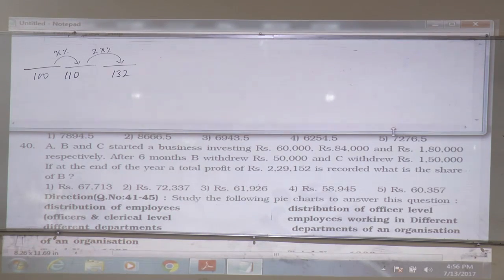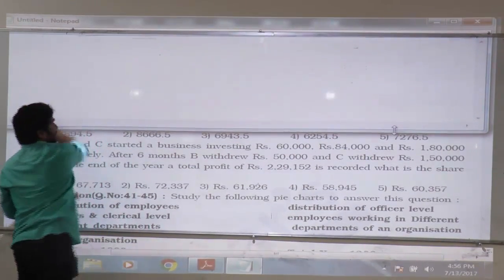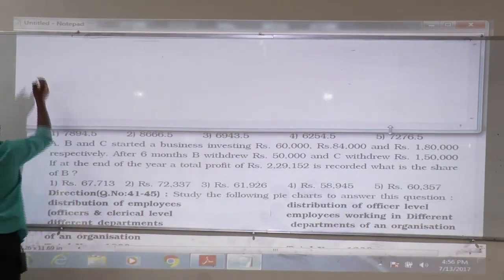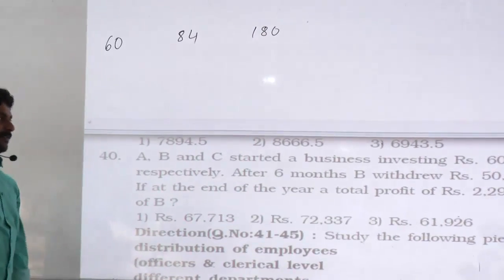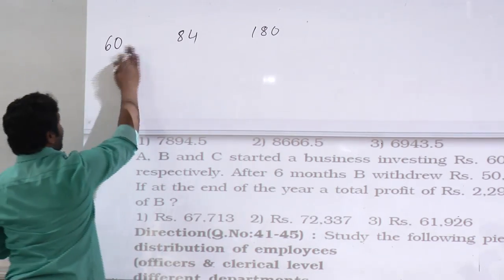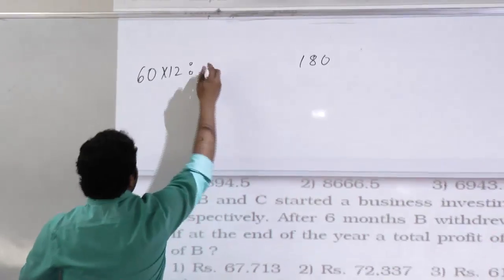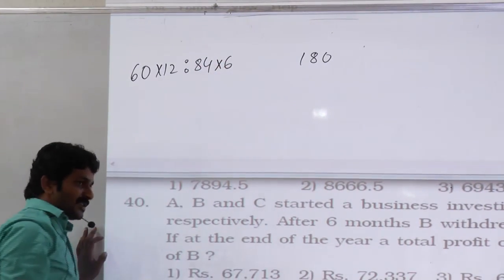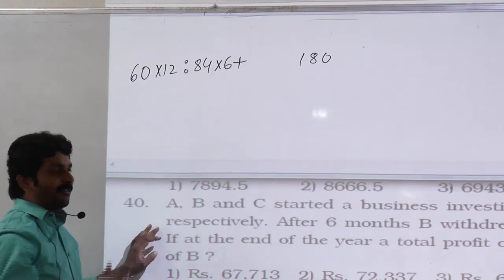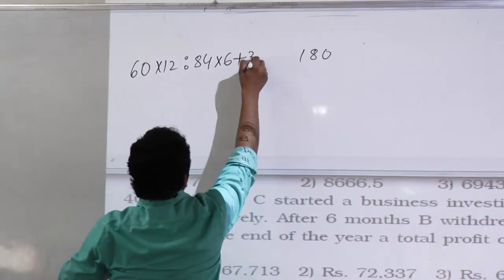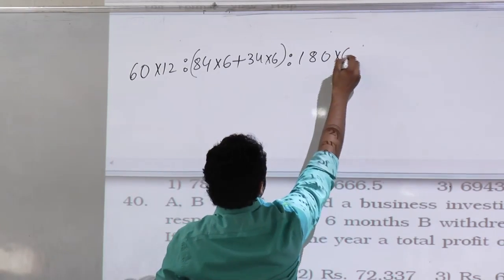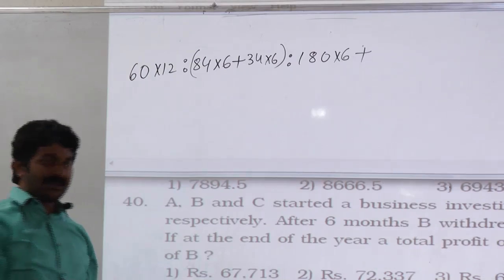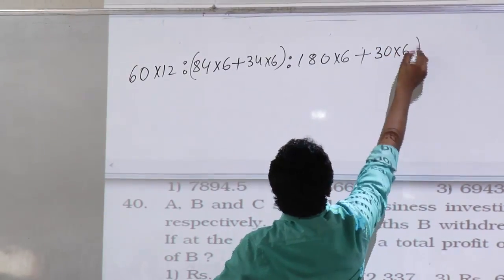Now, first of all, you need to calculate profit sharing ratio. They have started by investing 60,000, 84,000, 1,80,000. Let me consider only thousands: 60, 84, 180. After 6 months, B withdraws something and C withdraws something. So A invests 60,000 for 12 months. B started with 84,000 and was there for 6 months, and after that he withdraws 50,000, remaining will be 34,000, and 34 will be there for 6 months. And C also invested 1,80,000 for 6 months, and after that he withdraws 1,50,000, remaining will be 30, and that will be there for 6.